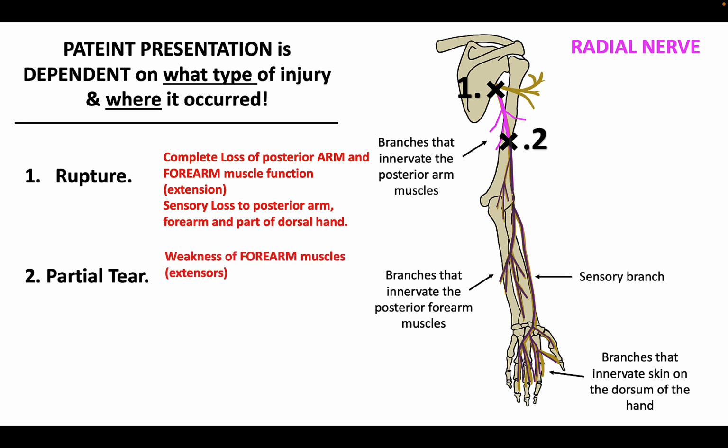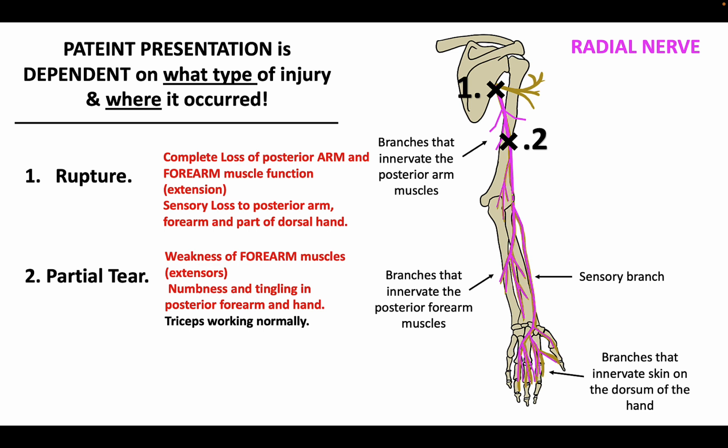Instead of total loss and atrophy, we will have weakness of the posterior forearm muscles. Not no feeling, but numbness and tingling, maybe burning sensations in our posterior forearm, skin, and dorsum of the hand. Due to the location of the injury, the branches that innervate the triceps are actually completely fine, and the triceps should function normally, but everything down the line from that injury will partially function.